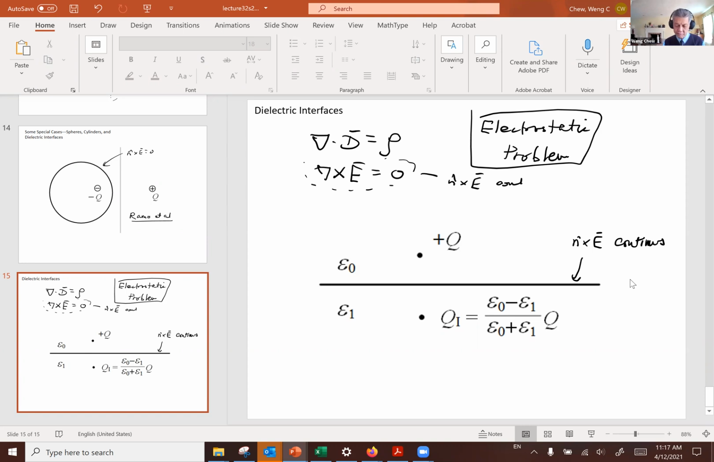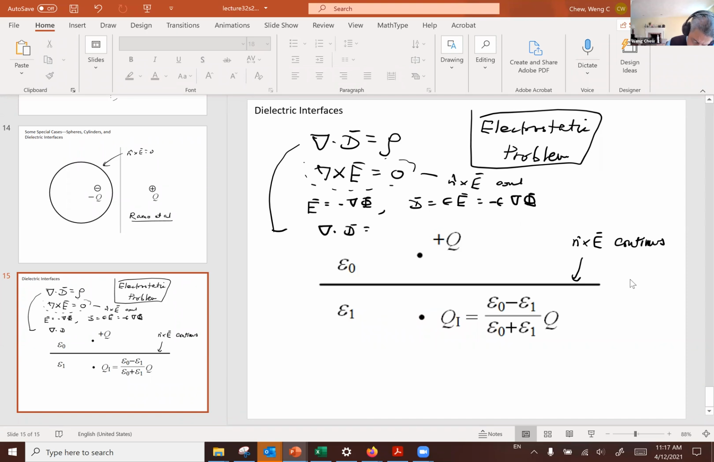There's one boundary condition. What is the other boundary condition? We would have to solve Laplace's equation, because if you were to solve this equation, then E is equal to minus grad phi. And then D is equal to epsilon E would be epsilon grad phi. And then from this equation, you will have divergence of D would be minus divergence of epsilon grad phi equal to rho. Okay, so those are the two equations that we need to solve.